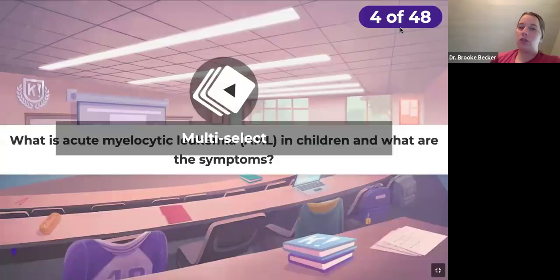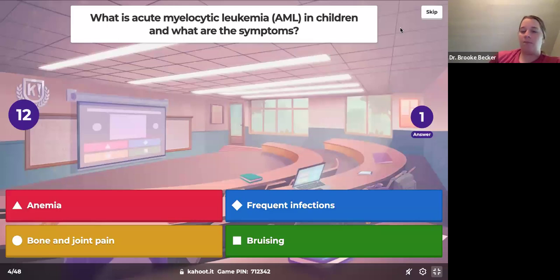What is acute myelocytic leukemia, AML, in children, and what are the symptoms? Red is anemia. Blue is frequent infections. Yellow is bone and joint pain. Green is bruising. Yes, all of those are possible signs of AML. Okay. Good.